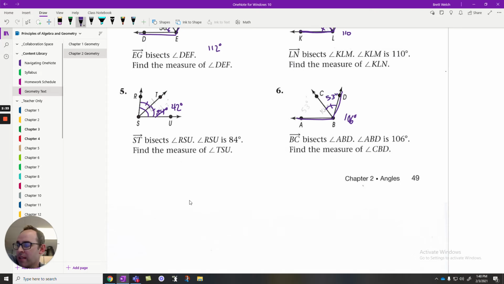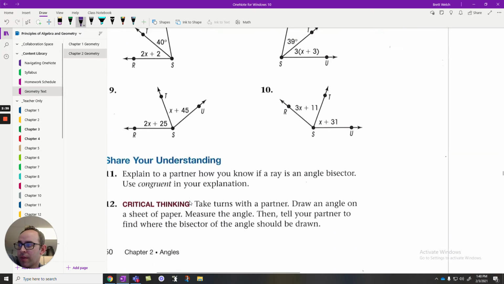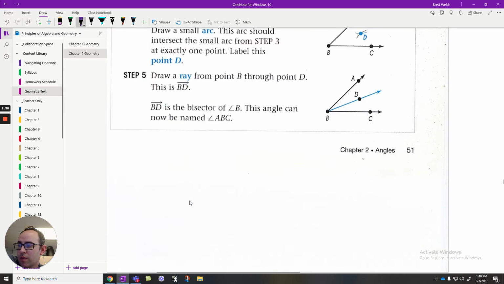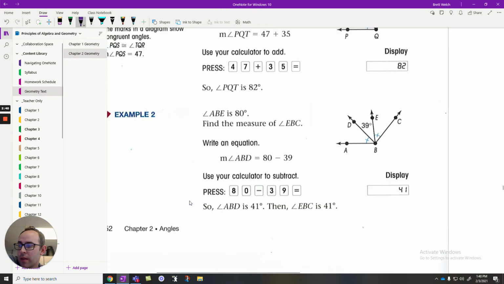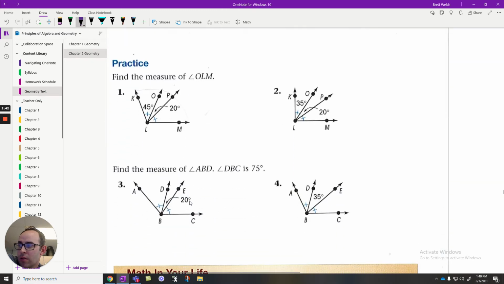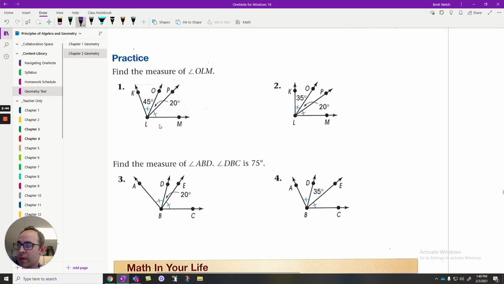And so using bisectors to cut stuff in half, or to double to find the whole angle, is a useful process. Let's keep going, and we're going to talk about how to use what's called a common angle, which is the angle between two matching angles. And we'll just answer these few questions and be done.